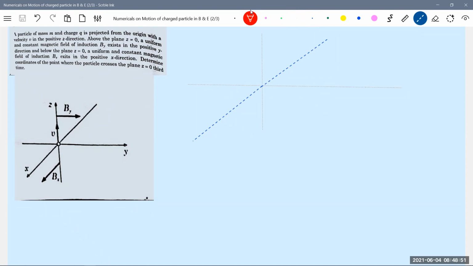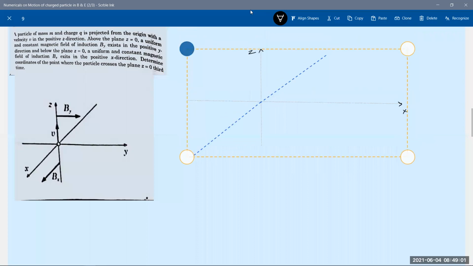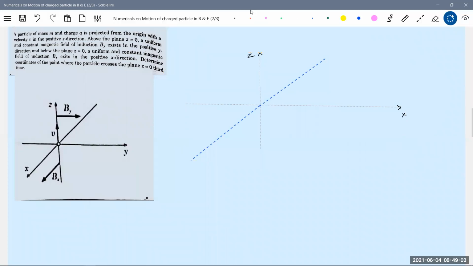Okay, let's get into the discussion now. Now this will be the z-axis. Very simple. If you can put effort, you have to put effort. Minus x, plus x, minus x. This is y. Okay, this is z-axis.